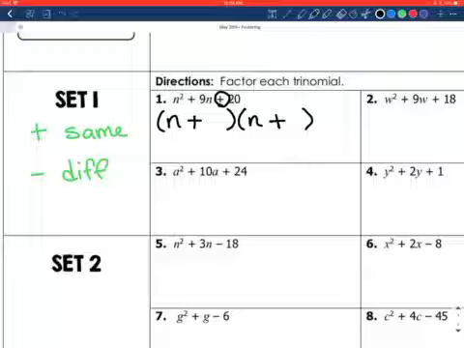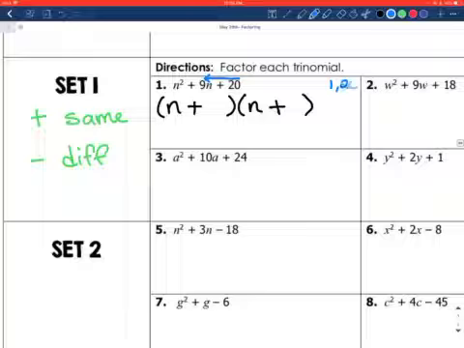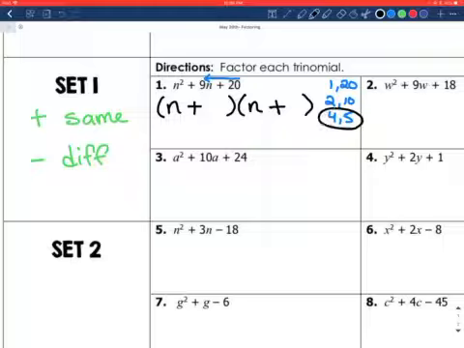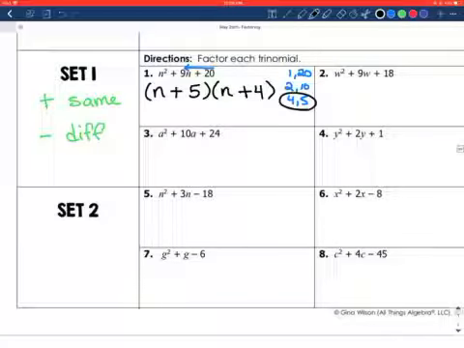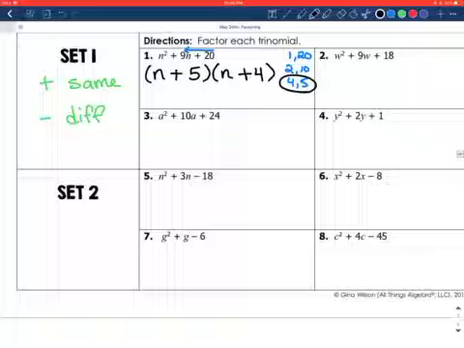You write your variable in the front, and then the last thing we're going to look at, you read this a little backwards. You read it as factors of 20 that will add to give you 9. In other words, factors of 20 are 1 and 20, 2 and 10, and 4 and 5. All of those numbers will multiply to give you 20. We're looking for which ones add to give you 9. So that will be 4 and 5. And you always put the bigger number first. It's not necessarily wrong if you don't put the bigger number first in this problem, but in other problems, it will be incorrect if you don't.